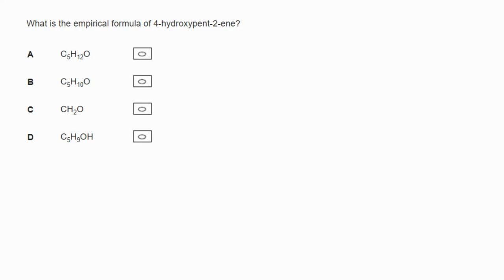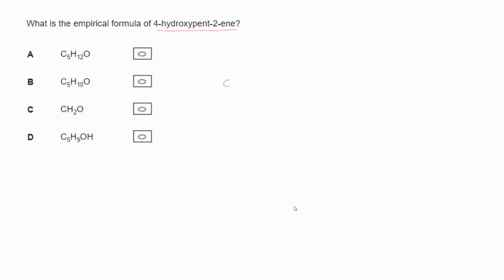So the simplest sort of question you're going to get is to actually write the empirical formula. Now this doesn't come up very often, but you might be asked to do it. So we'll just go over it. So don't worry, because you haven't learned the organic chemistry for this. So I'm just going to show you the process. So don't worry about the fact that you don't know what 4-hydroxypentene is.